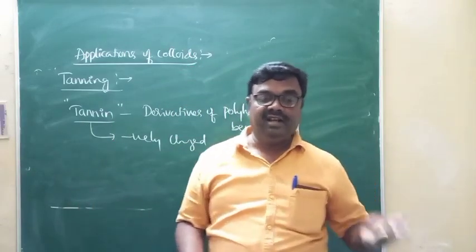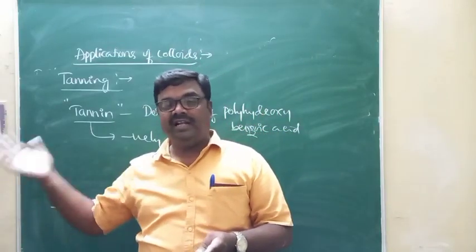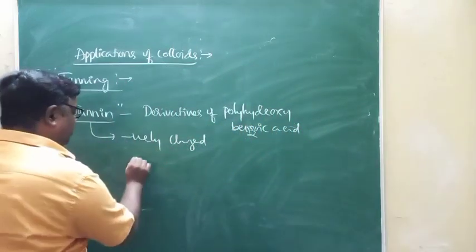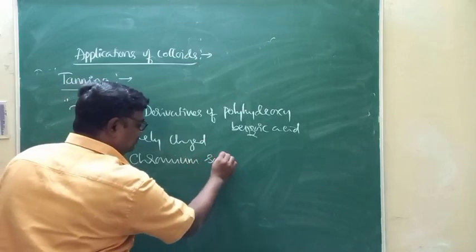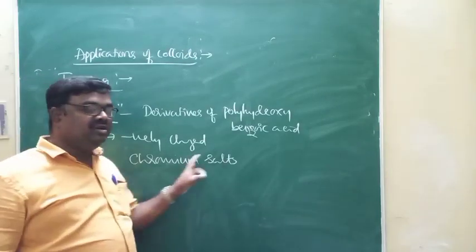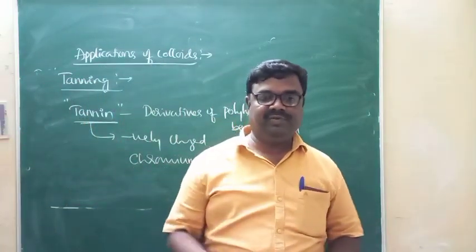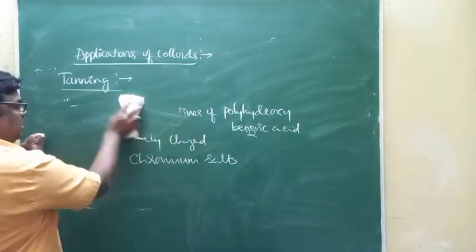That results in conversion of animal hide into hard leather, and that process is called tanning. Sometimes, you can make use of chromium salts in the place of tannin in order to bring about leather tanning. Yes, so this is one more industrial application of colloids.